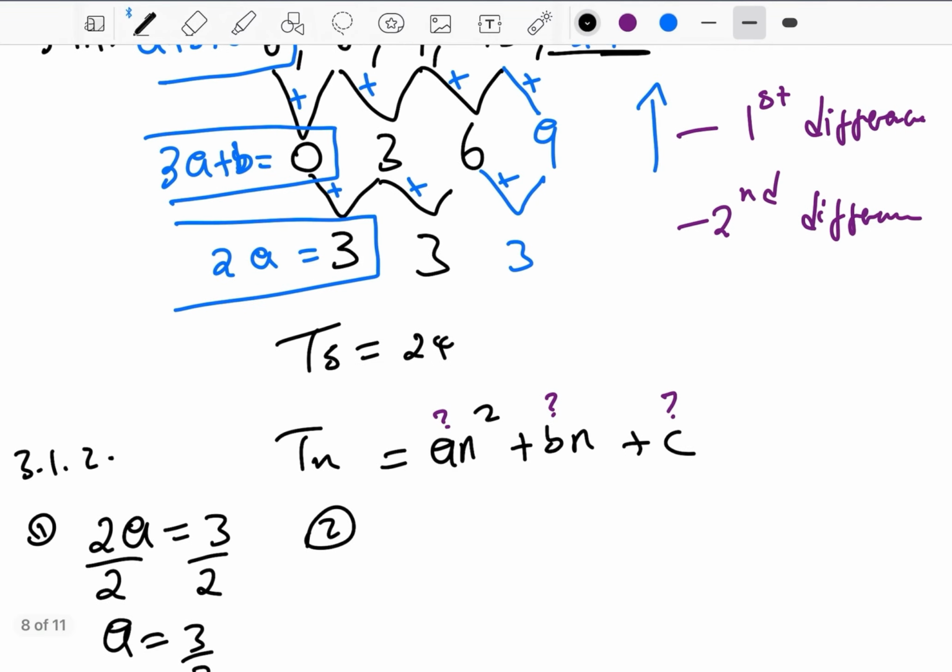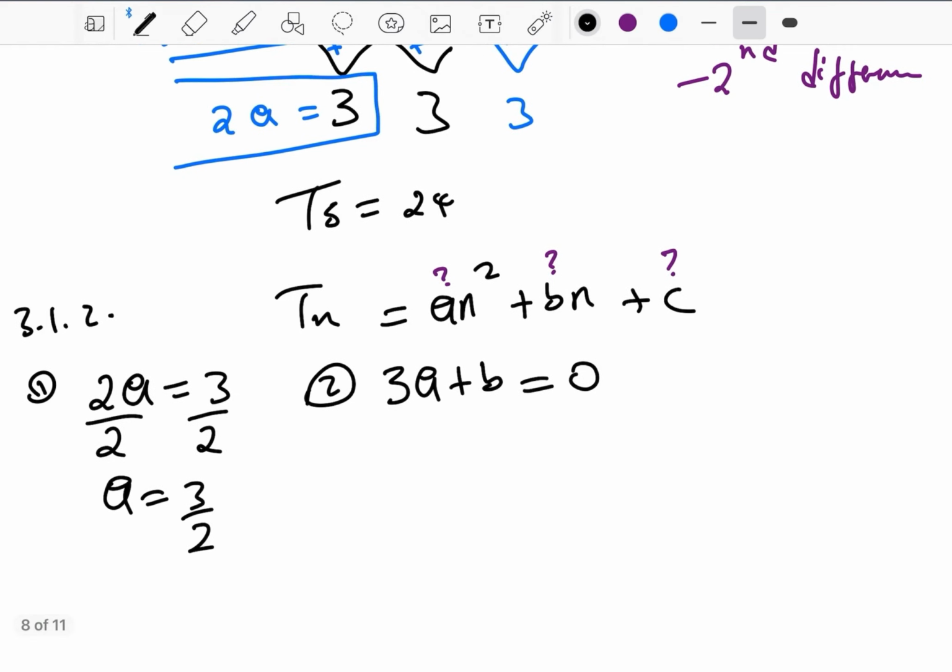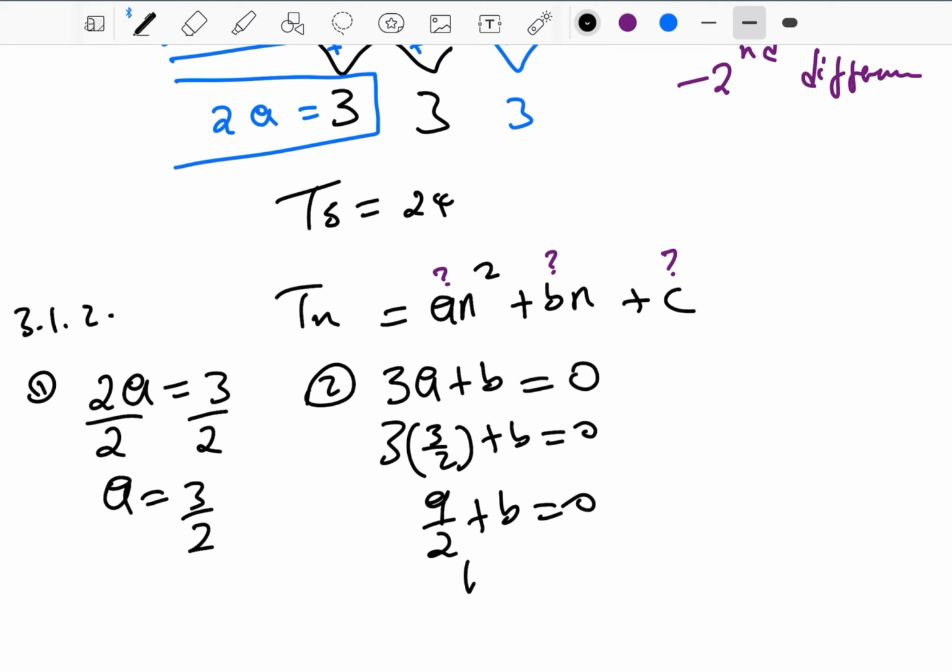And we can say 3a plus b is equal to 0. So you see that we know a is 3 over 2, plus b is equal to 0. 3 over 2 times 3 is 9 over 2, plus b is equal to 0. So b is negative 9 over 2.